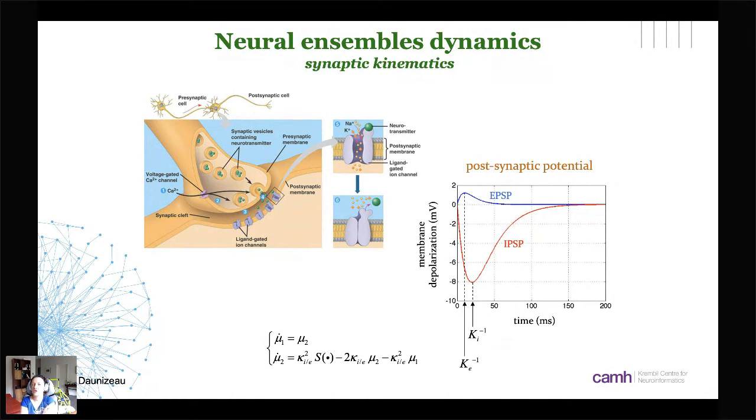So the model tries to summarize this through the introduction of convolution kernels that are separate for excitatory postsynaptic potentials and inhibitory postsynaptic potentials. And the assumption is that these are consequences of these kinetics. And kappa in this case are rate constants. So the convolution of the input to the system is performed using these convolution kernels.